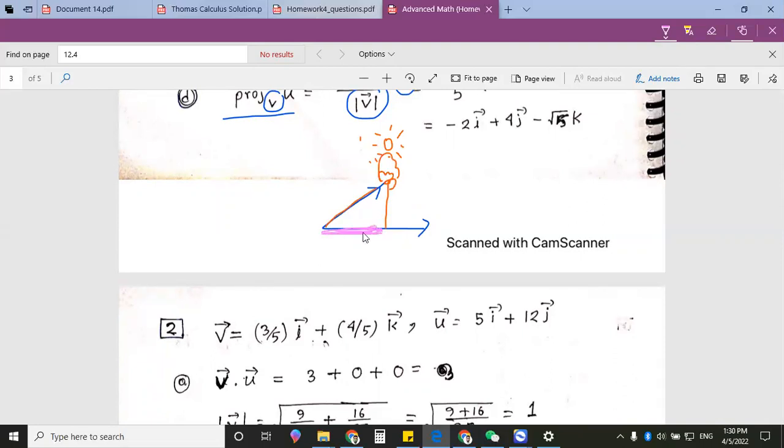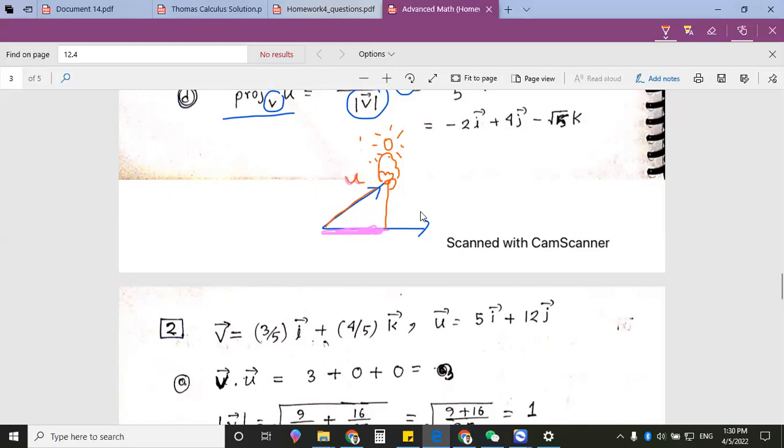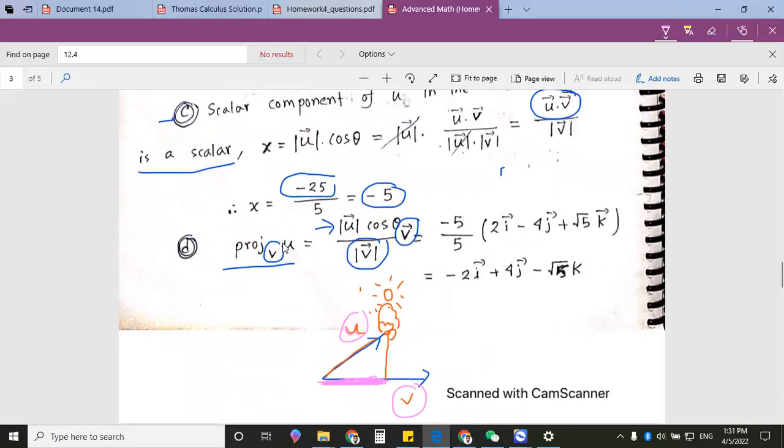So this is called the projection. This is called the projection of u vector over v. I mean the pink color, the part here in the pink color. This is called the projection of u over v. So this is the way we find the projection of u over v.